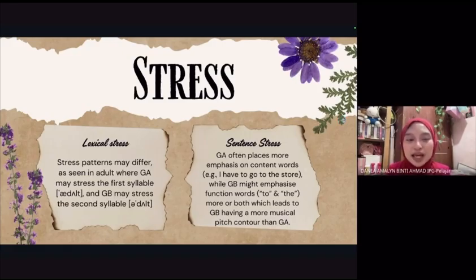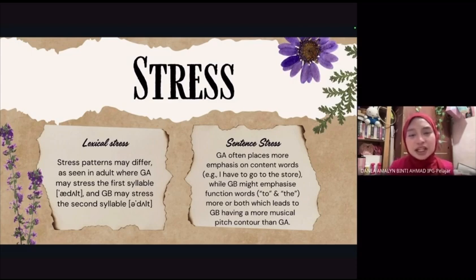So let's look at the lexical stress first. Stress patterns may differ, as seen in adult, where General American may stress the first syllable, while General British may stress the second syllable. So in General American, it will be adult, while in General British, it will be adult. As for the sentence stress, General American often places more emphasis on content words.